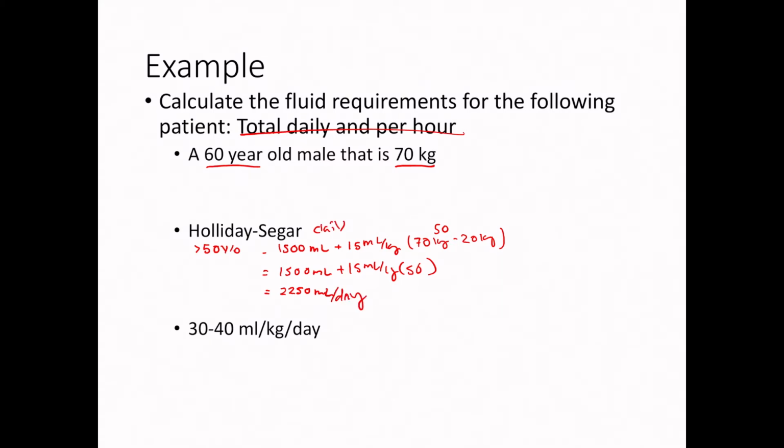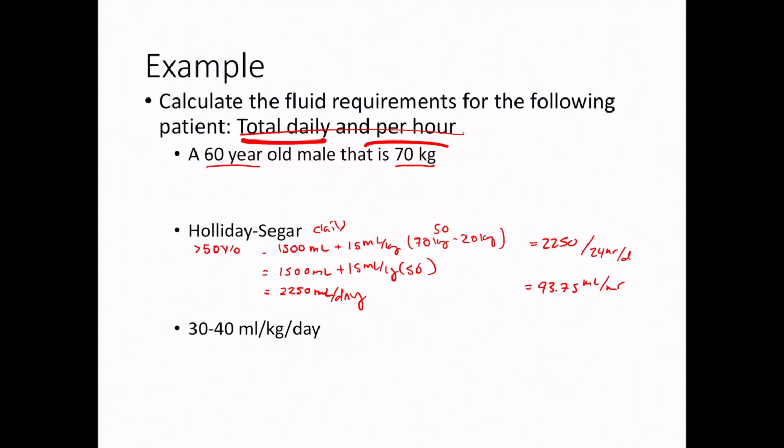In my question, I asked for you to do both daily and per hour. So I want you guys to go ahead and try to calculate the per hour. So that would be 2,250, sorry, divided by 24 hours in a day. And that should give you 93.75 milliliters per hour.